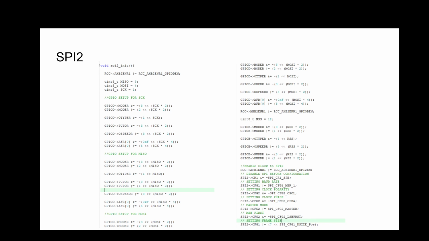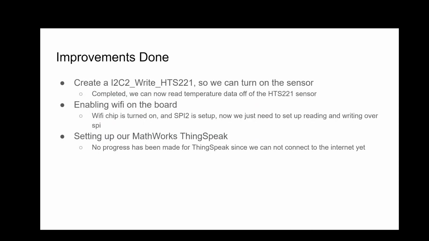We start by just establishing all of the GPIO pins that are needed for the communication and getting those configured right. And then we enable the clock to SPI2 and set up the configuration registers. Right, so we're setting it to most significant bit first, the size of each frame, the clock phase, the baud rate, and setting it to master mode. So that's what we have done so far, right?